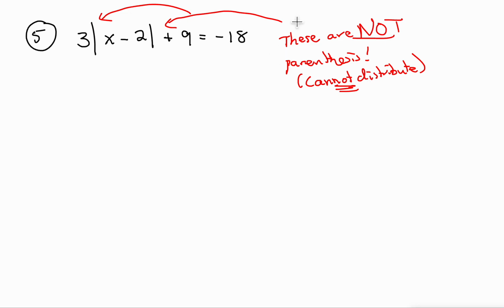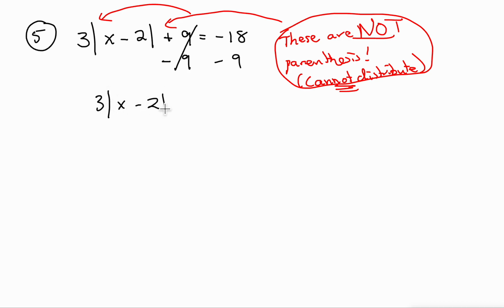Now, the first thing we have to do, though, is get the absolute value by itself. That is the first order of business. How we get that by itself is just like our normal solving equations. So subtract 9 from both sides, bring everything else down. It's really tempting to want to distribute now, doesn't it? But it is an absolute value, and you cannot distribute. So negative 18 minus 9 is negative 27.